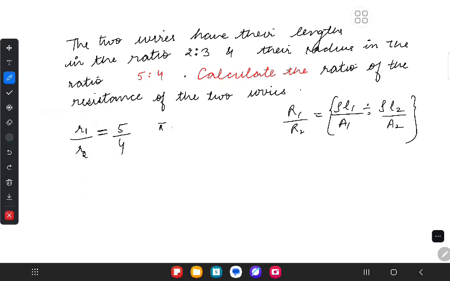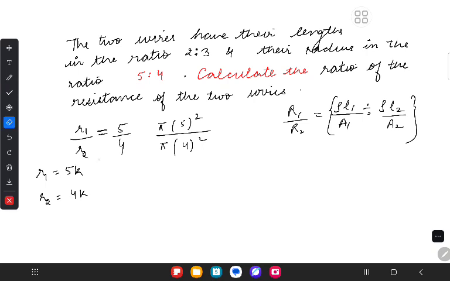So I'm going to say pi R1 square. Yes or no? So what is pi R1 square? Just understand. So pi into 5 square divided by pi into 4 square. That's going to be my area. Because if I say the radius R1 is going to be 5k, R2 is going to be equal to 4k. Is it clear?